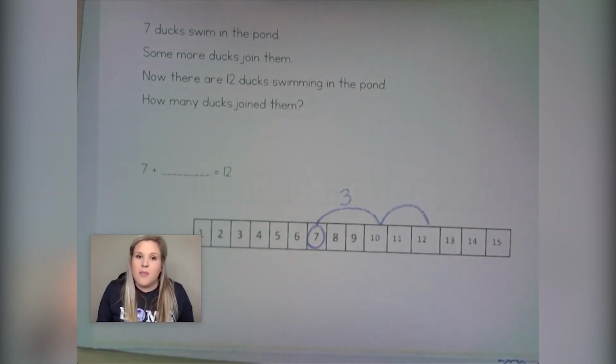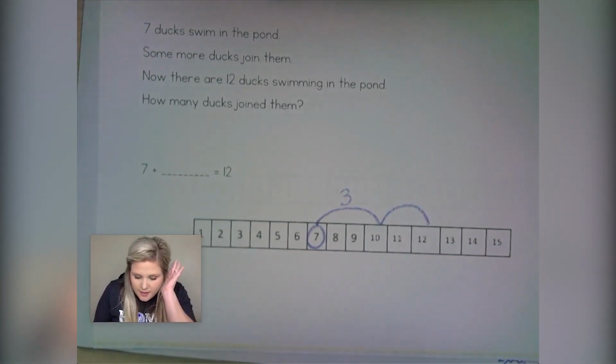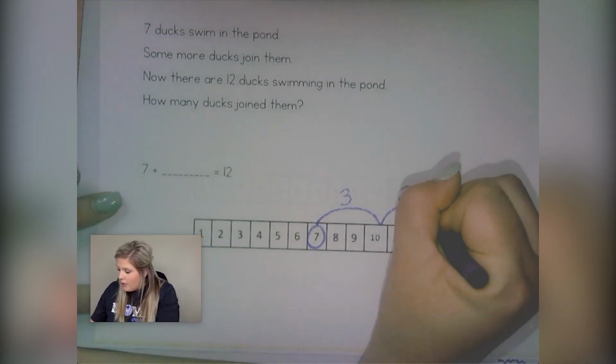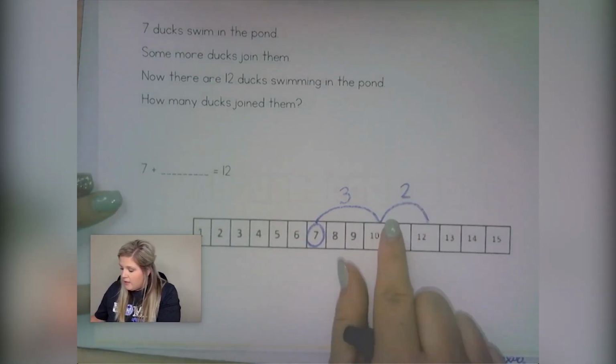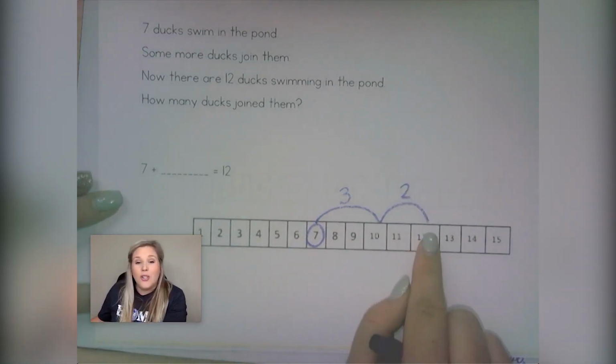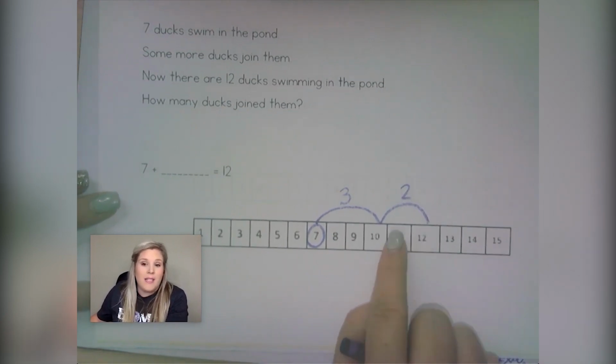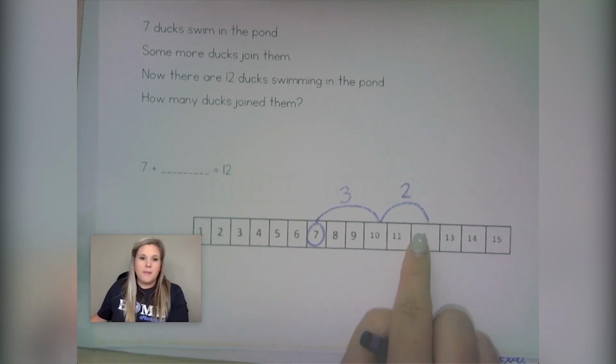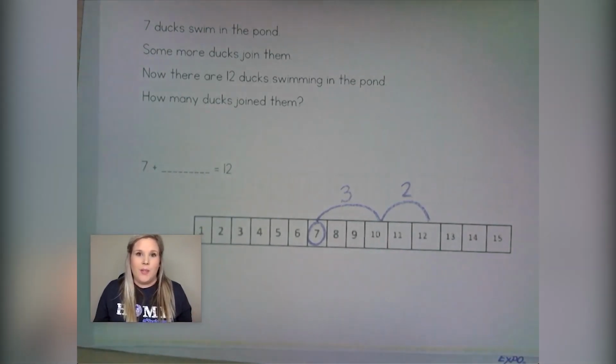And what am I going to label that hop with? 2. Because I know that 10, 11, 12, it takes 2 small hops to get from 10 to 12 on our number path. What do I need to do with those 2 numbers? Absolutely, I need to add them together to find out just how many ducks joined them.